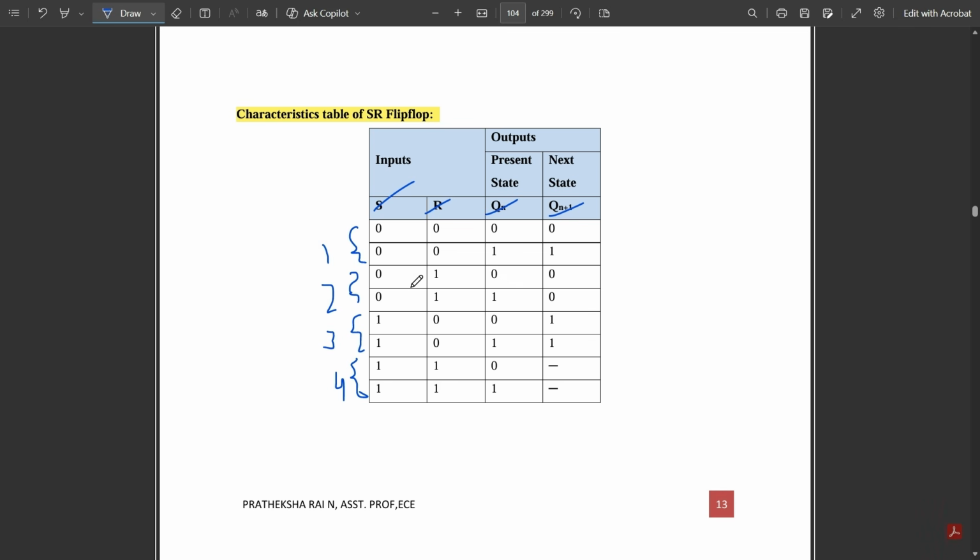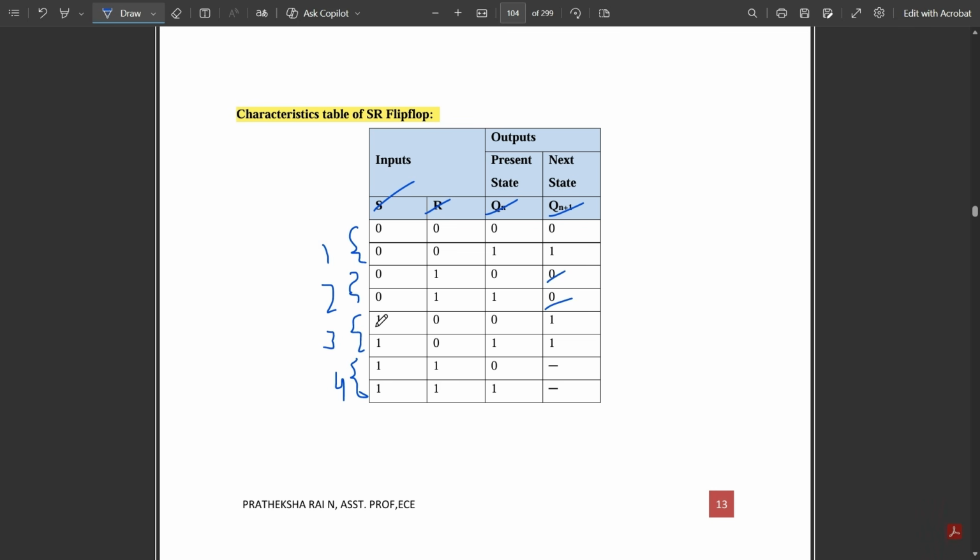Now for 0 1, when at the present state Qn is equal to 0, Qn plus 1 is equal to 0, and for 0 1, when Qn is equal to 1, Qn plus 1 is equal to 0. Whatever may be the output provided, that is 0 or 1, in the next state for the combination of 0 1, it is in the reset state. So that's why both the outputs are low.